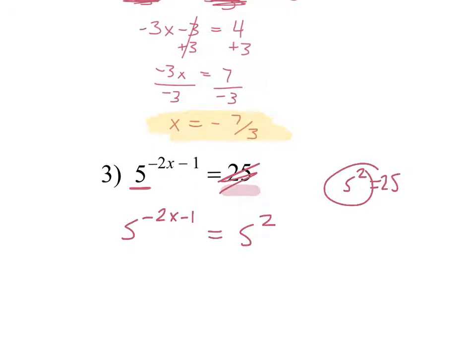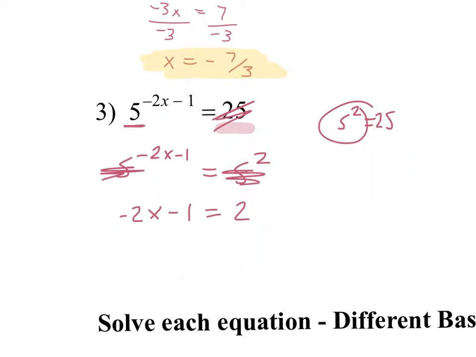Now that our bases are the same, we can cross off the bases and set our exponents equal to each other. So we have negative 2x minus 1 is equal to 2. So to get x all by itself, we need to add 1 to both sides. We have negative 2x is equal to 3. And then we divide by negative 2. We get x is equal to negative 3/2.